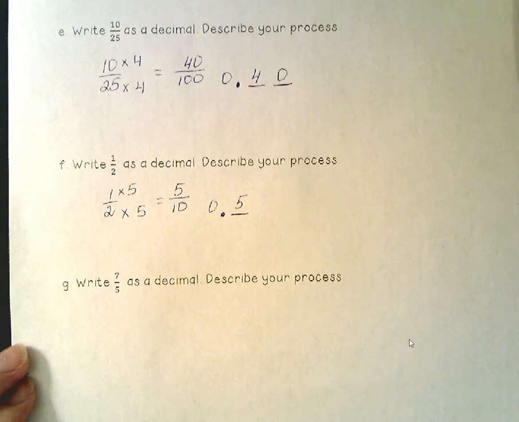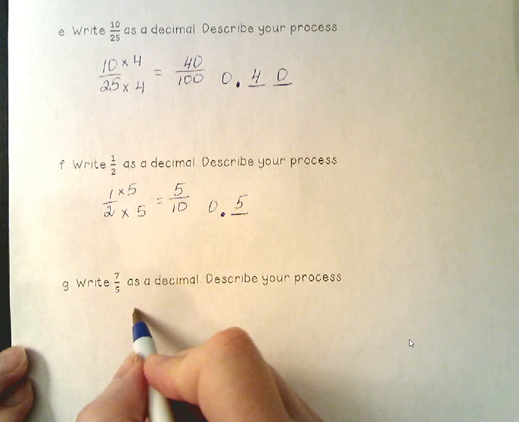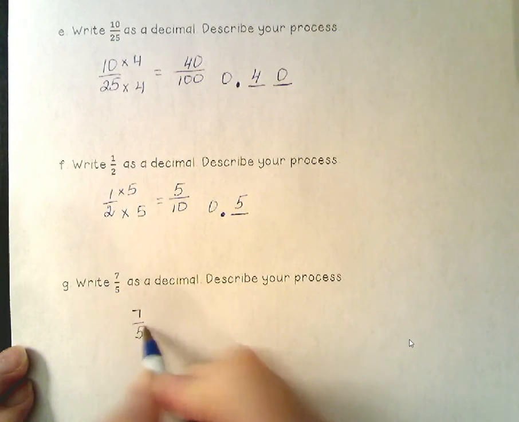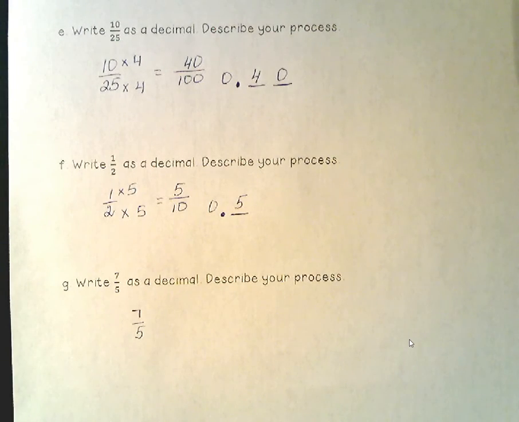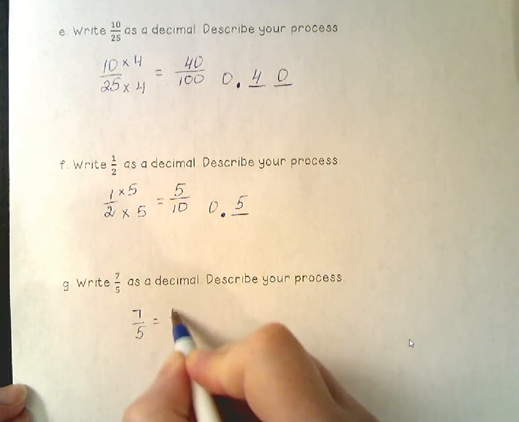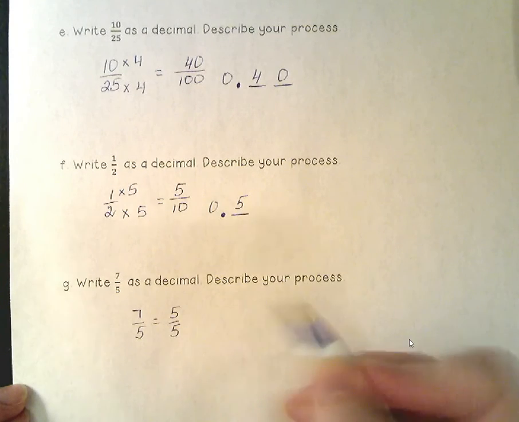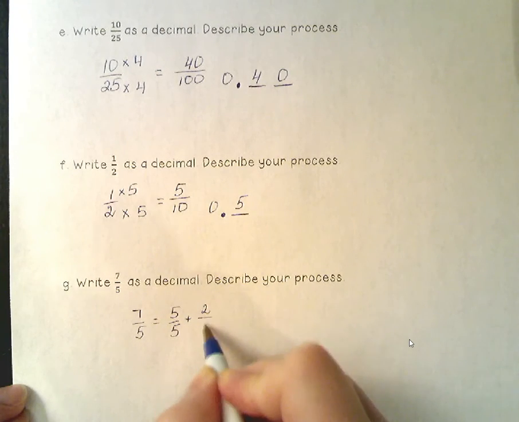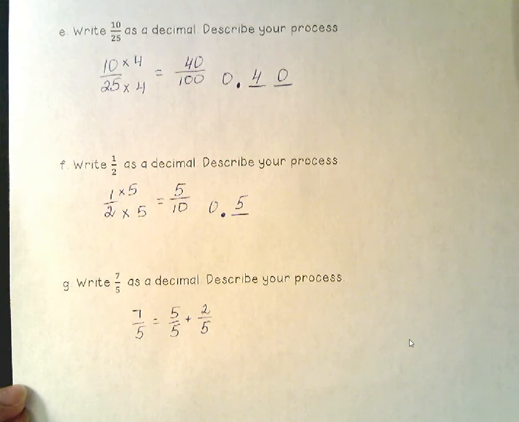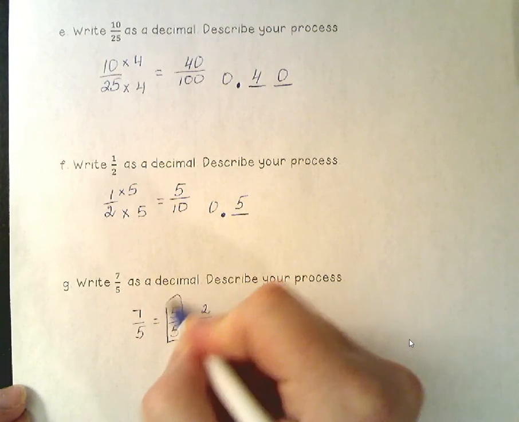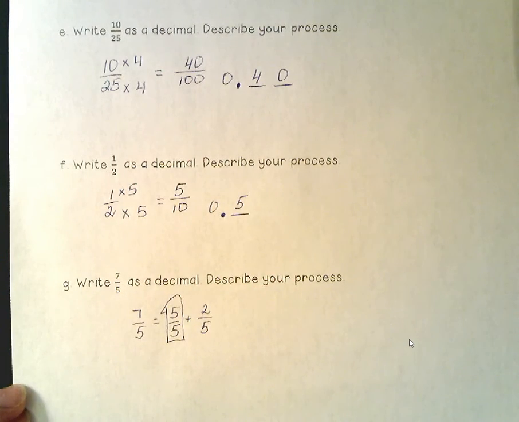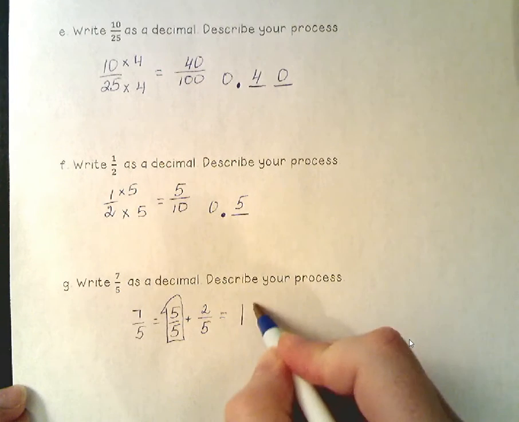Let's take a look at 7/5 as a decimal. 7/5. Okay, so let's take a look at this fraction. This is an improper fraction. It means that we have more than one whole here. 5/5 is a whole. 7/5 can be written as 5/5 plus 2/5, isn't it? 5/5 plus 2/5 is 7/5. 5/5 is my one whole, so it's right here, one whole. So that is 1 and 2/5, isn't it?